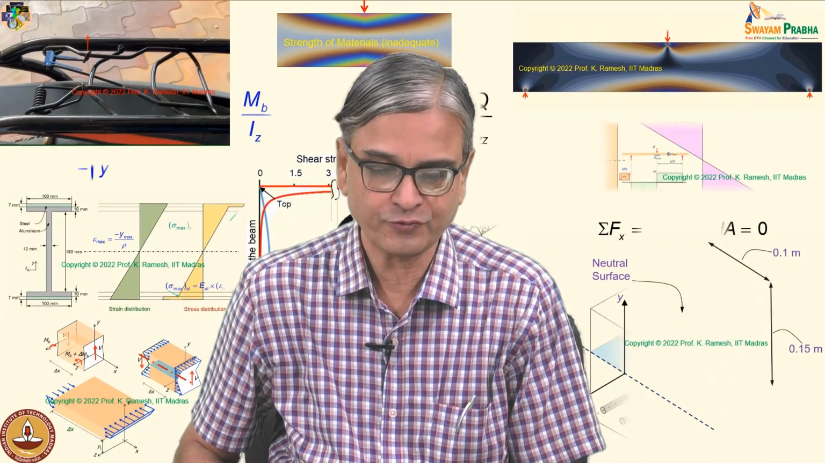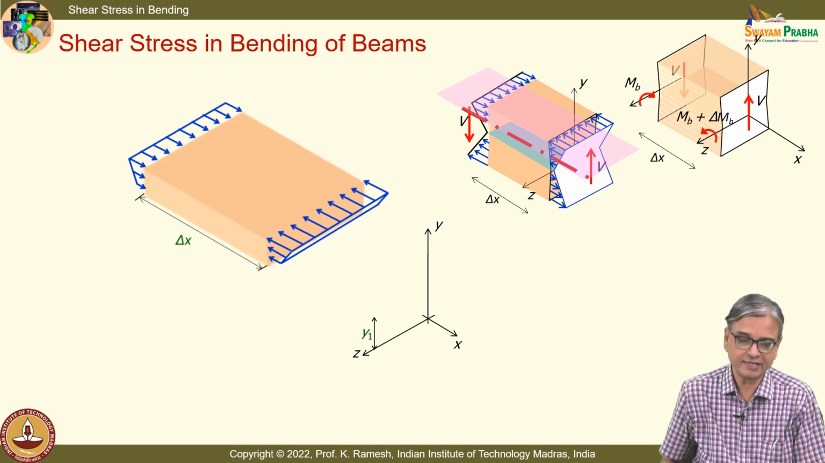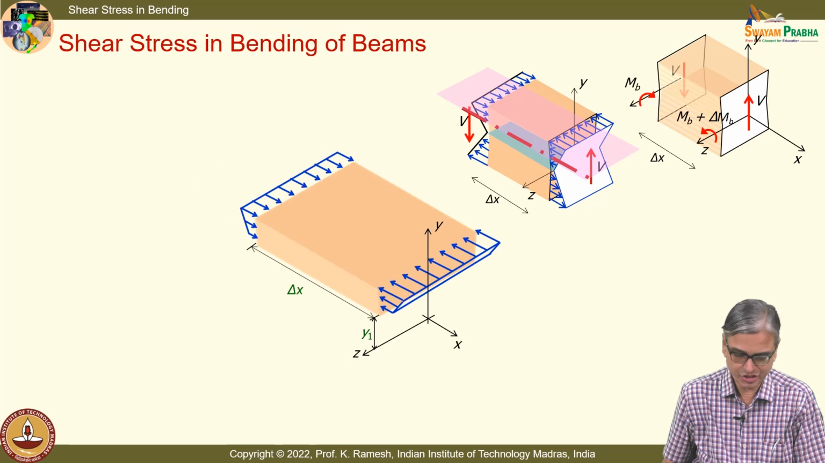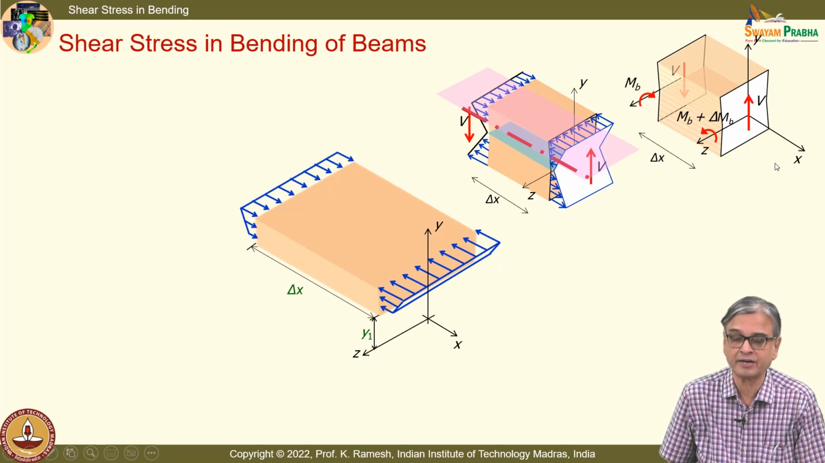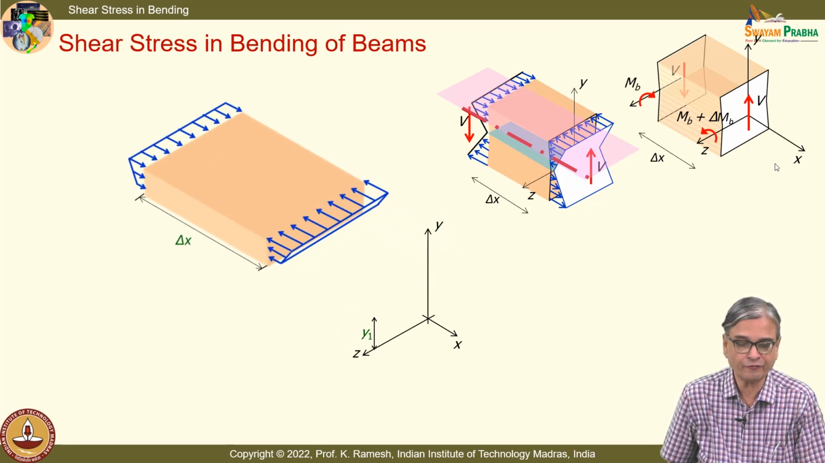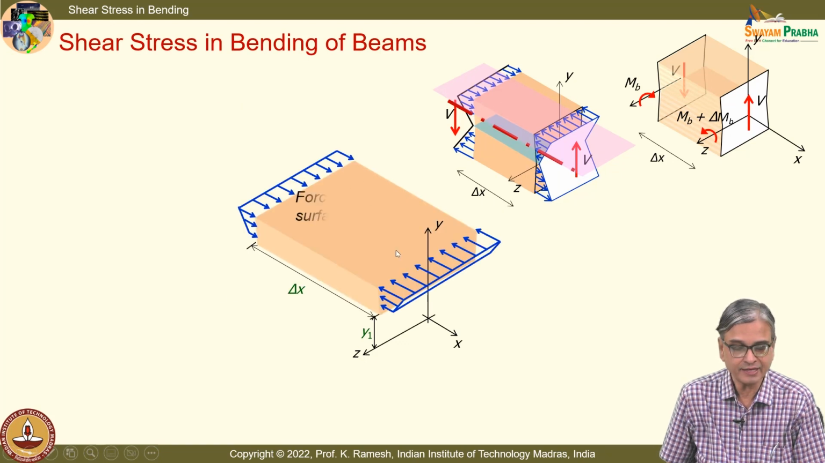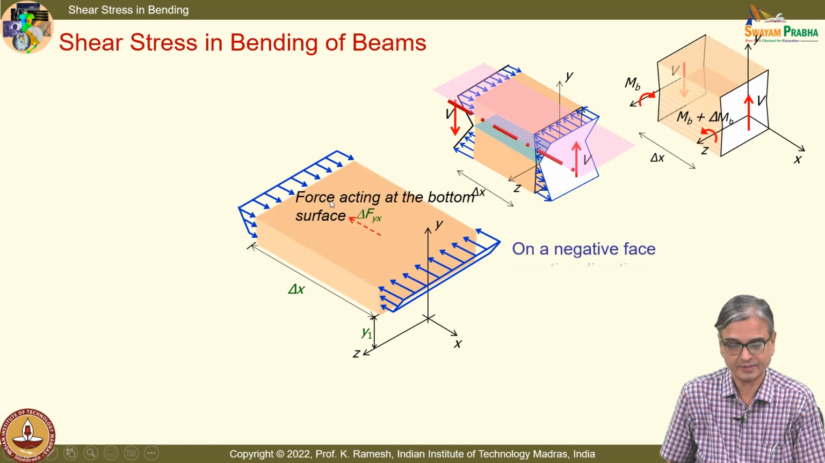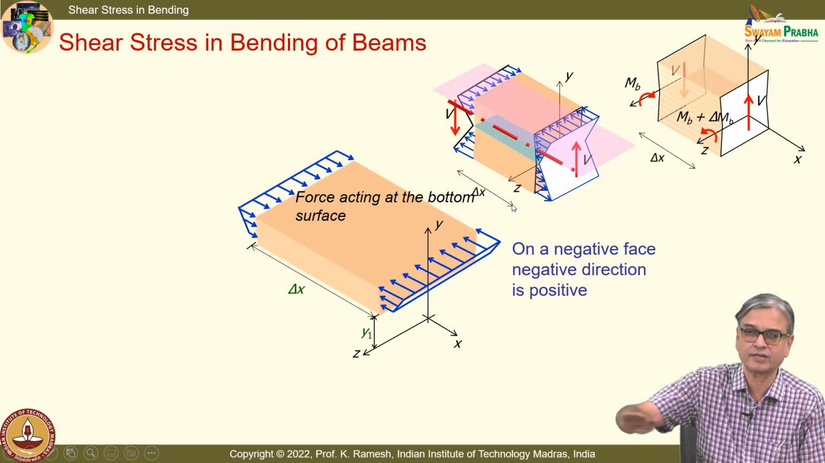Now, we shall solve a few problems in this class. See, the whole idea is, you will have to appreciate what imbalance comes because of variation of bending moment along the length of the beam. And that is what is shown here. If you do not account for the shear stress developed, you will have the element moving like this. And to get this, what we have done was, we have sliced the beam horizontally.